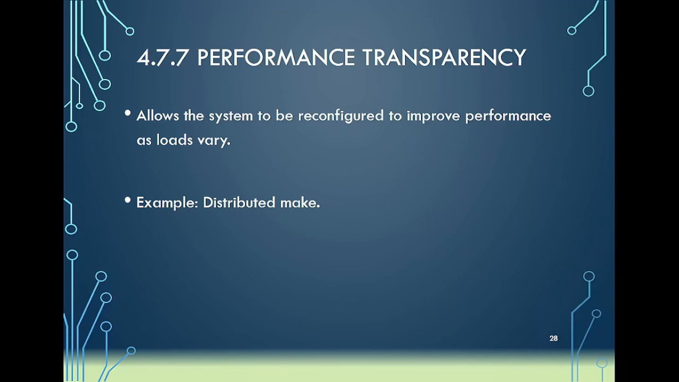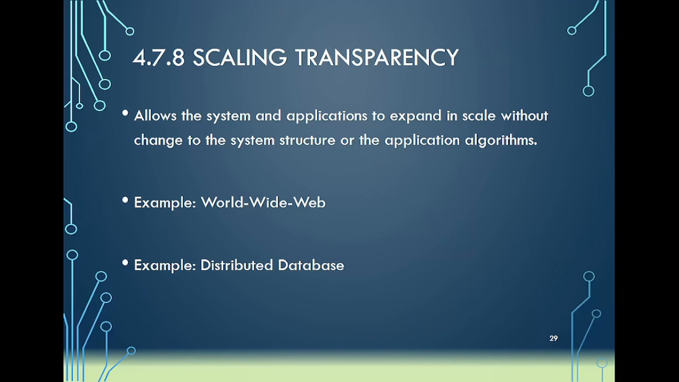And of course, we have performance transparency. This allows the system to be reconfigured to improve performance as load varies. One strategy normally implemented is a distributed management system, so that if there's a scalability issue, a management system takes note of that. If there's a failure issue, it takes note of that and ensures that performance is not affected. And of course, we have scaling transparency, which, as I mentioned, allows the system and applications to expand in scale without change to the system structure or the application algorithm. We have talked about the scaling aspect. Examples are the World Wide Web and the database management system.